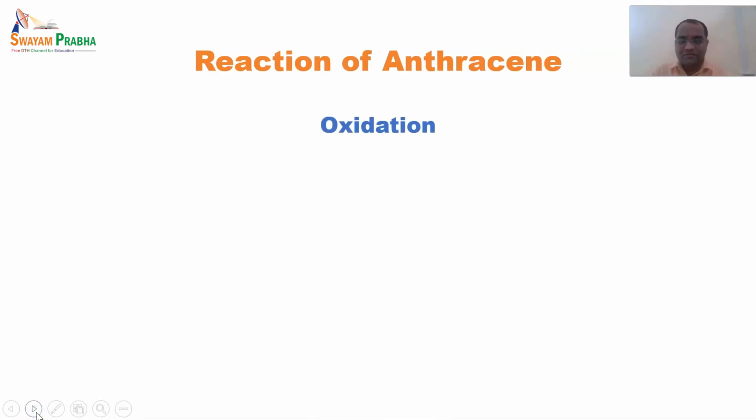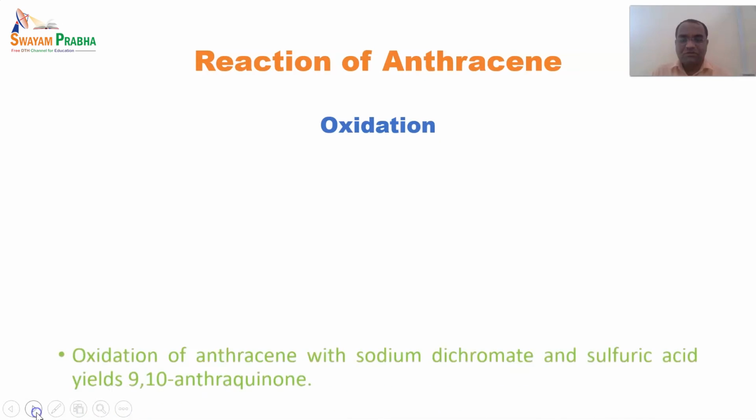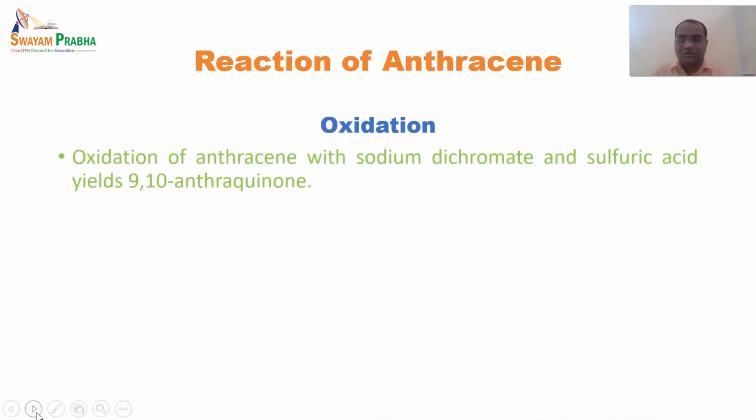Reactions of anthracene. Next reaction, that is oxidation of anthracene. Oxidation of anthracene with sodium dichromate and sulfuric acid yields 9,10 anthraquinone.